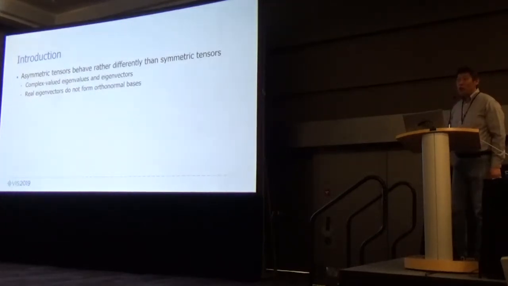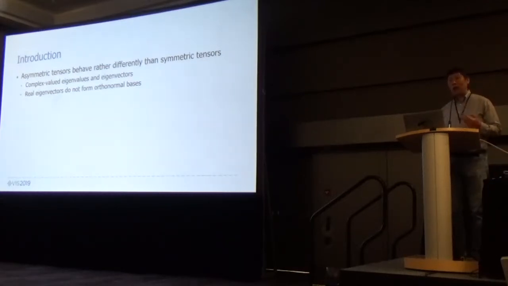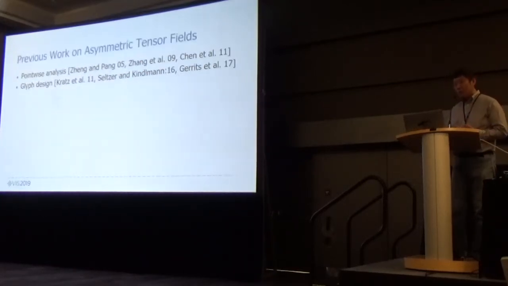One of the challenges with asymmetric tensors is that they're very different from symmetric tensors. For example, you could have complex valued eigenvalues, which make the visualization much more challenging. And also, even when you have real valued eigenvalues and eigenvectors, the eigenvectors no longer form an orthonormal basis, which means that you can't just do what we did before for symmetric tensors, where you just show one of the two eigenvectors. You have to show both, which make things much more complicated.